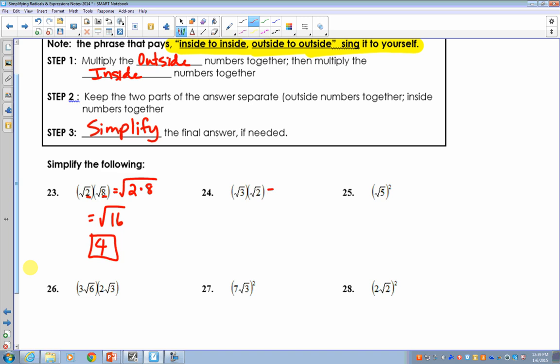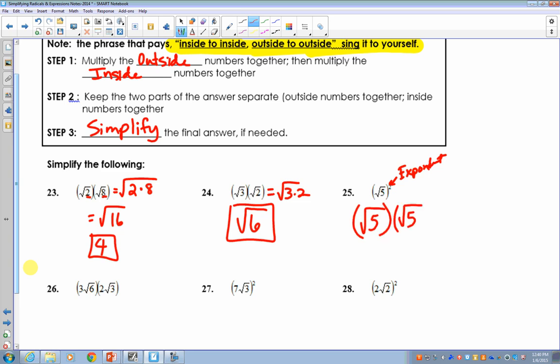Here, we have the square root of 3 times the square root of 2, which is just the square root of 6. Okay, square root of 6. Now, the square root of 5 squared. This exponent here tells you you have two factors of the radical 5. So basically I have the square root of 5 times the square root of 5. This is two factors.